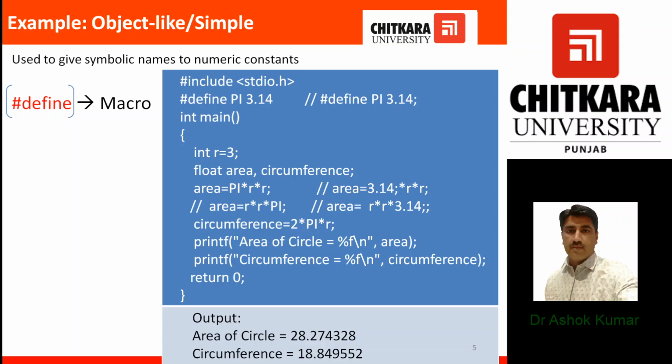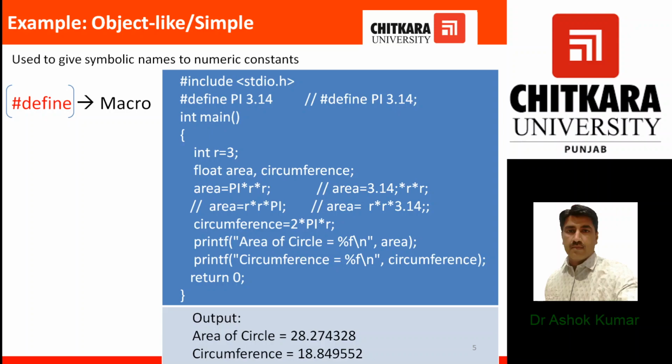And again note, we have not written a semicolon at the end of this line. Later in this slide I will discuss what will happen if we put a semicolon at the end of this line. So this is #define, and in the program we have used pi twice. One is in the expression to find the area of the circle, and the other is in this line to find the circumference of the circle.